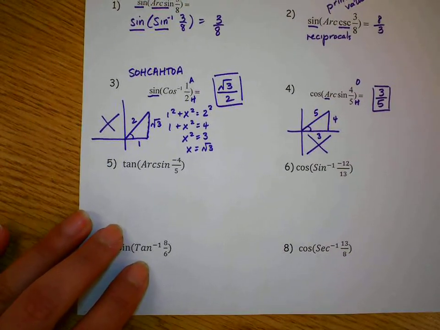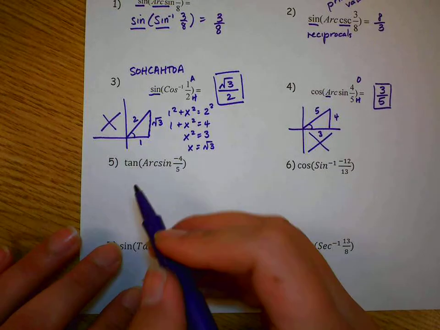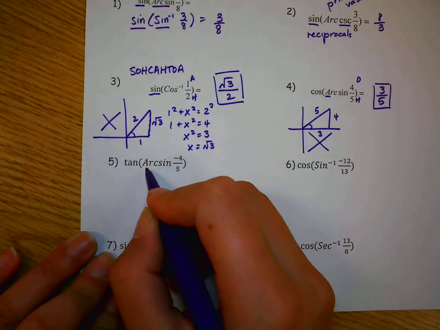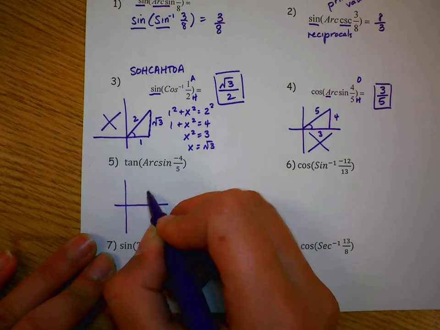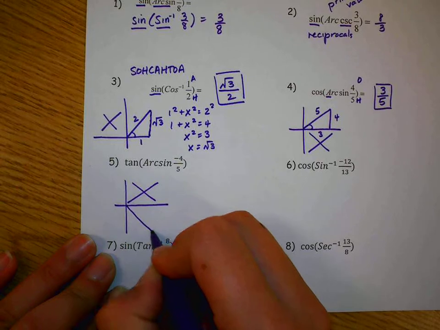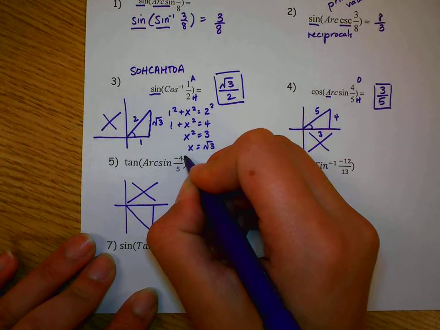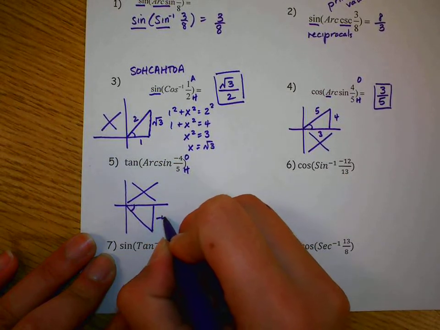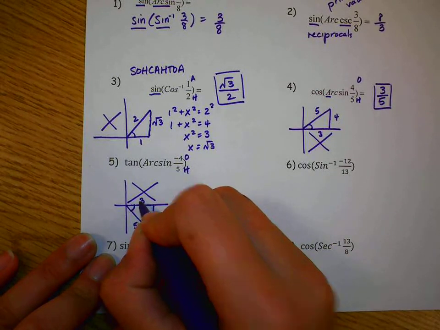Okay. Let's go ahead and take a look at number 5. Okay, so we have tangent of arc sine negative 4/5. So let's use the information on the inside to draw out what we have. Okay, so arc sine, we're focusing on just quadrant 1 or 4. Since it's negative, can't be in quadrant 1, it's got to be in quadrant 4. Okay, so remember sine is opposite over hypotenuse, so my opposite side is going to be negative 4. Hypotenuse is 5. That would make this adjacent side a 3.